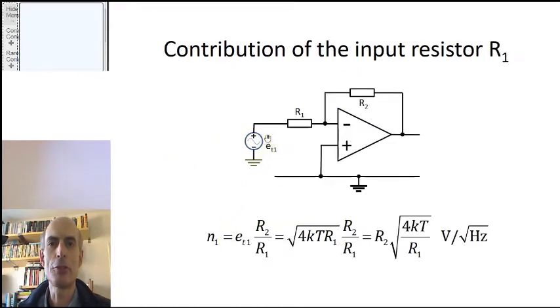the input resistor, R1. Well, if you put into the circuit the equivalent noise associated with this input resistor here, this circuit looks like a standard inverting amplifier with an input of the noise voltage of this resistor. So the output is just going to be this noise multiplied by the gain of this stage, which is R2 over R1.